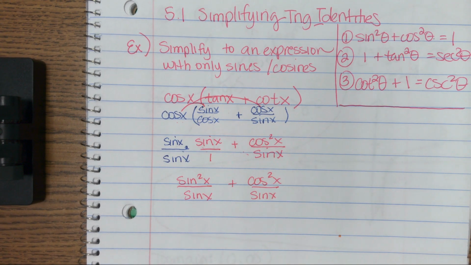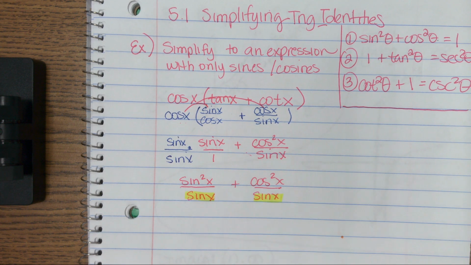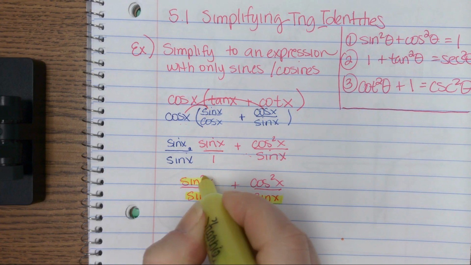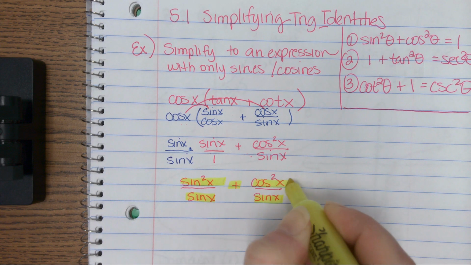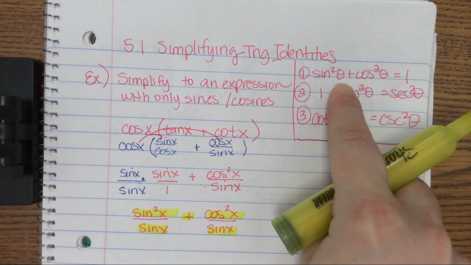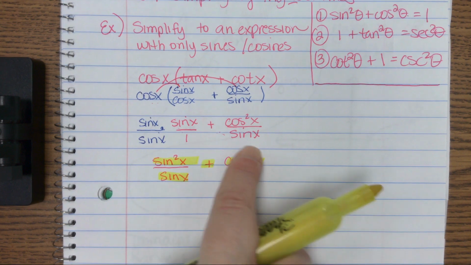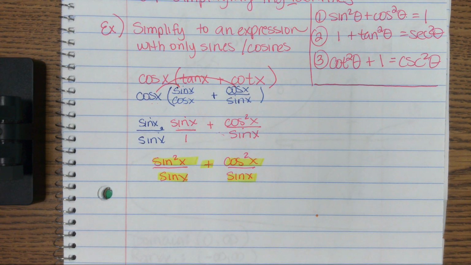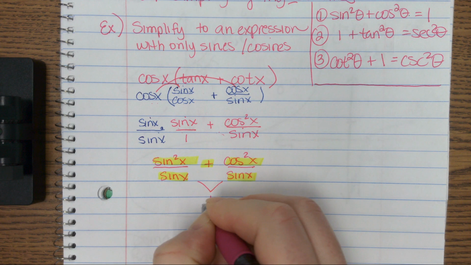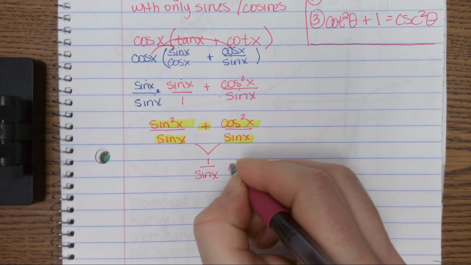A couple things I want to point out to you. First of all, I do have a common denominator, so I can add the numerators together, and what I want you to notice is sine squared plus cosine squared. Let's look up here. It is our very first Pythagorean identity. So we can take the numerator and simplify that to be 1 over sine of x, or that's the same as cosecant of x.